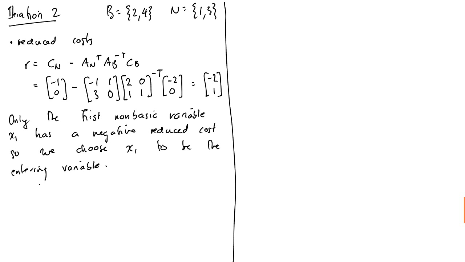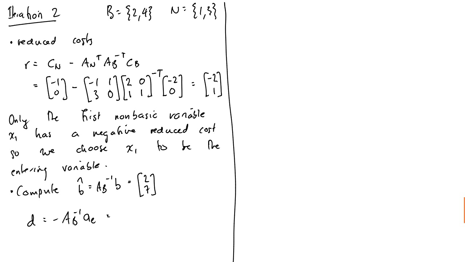Okay, so once again we compute those two vectors that we're going to take ratios of. B hat equals A_B inverse b. In this case you can work it out for yourself. You get 2, 7. And d equals negative A_B inverse A_E. Okay, that's the entering column.